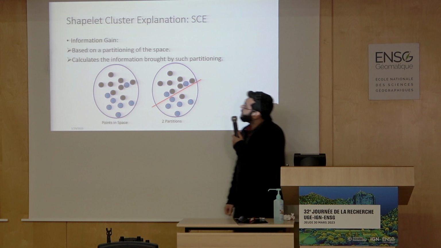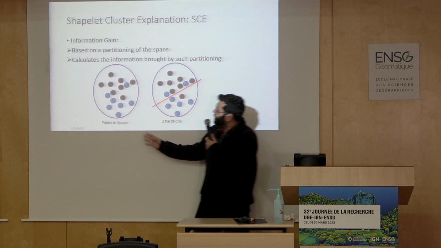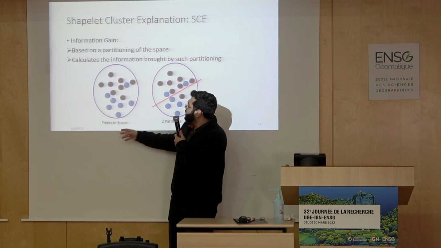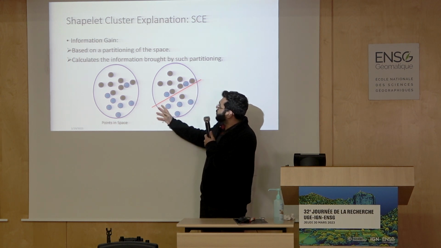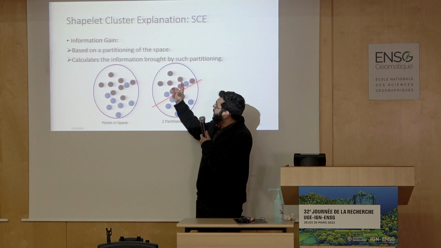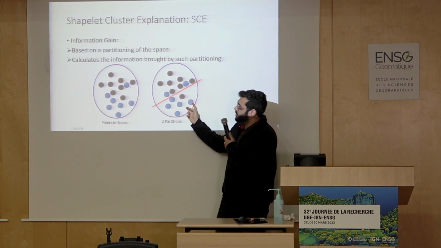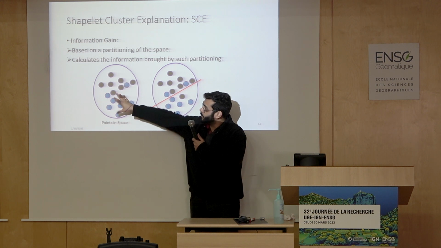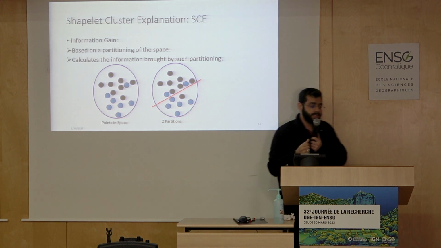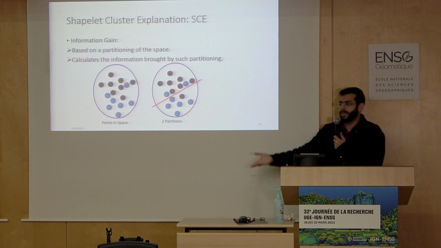So first, I'll explain again what the information gain is. Suppose we have the points in this space. The information gain, after defining a specific split, tries to measure the entropy in this partition and the entropy in this partition, and just subtracts the entropy before and after the cut, and hence we'll see how pure our clusters are.